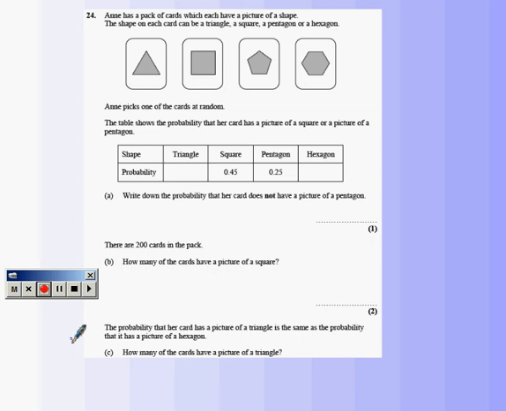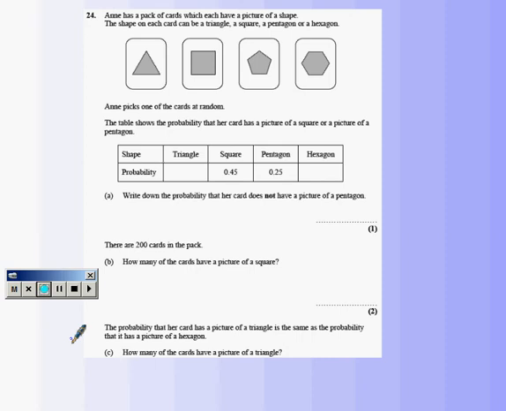Some more probability now, where we have a pack of cards. Each one has a shape. It could be a triangle, square, pentagon or hexagon. Now Anne picks one of the cards at random, and the table, which isn't completed, is given below of the probabilities that she picks a square or pentagon.